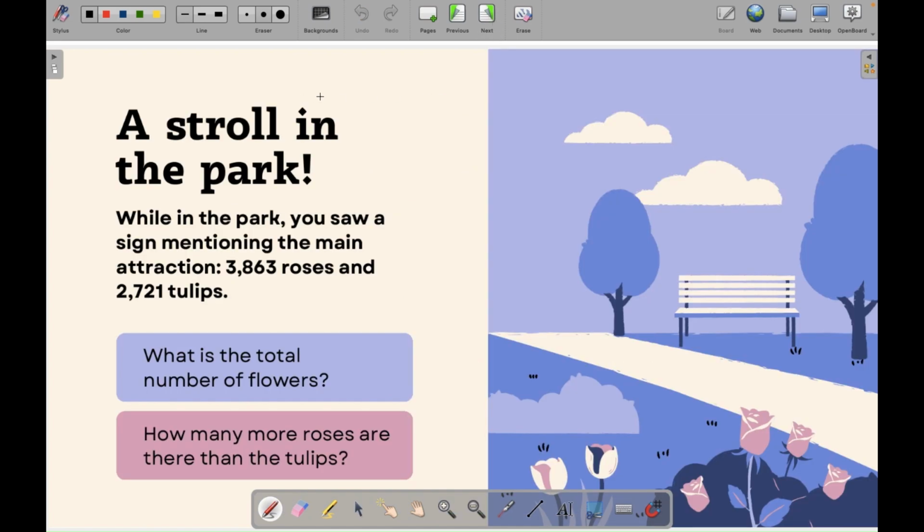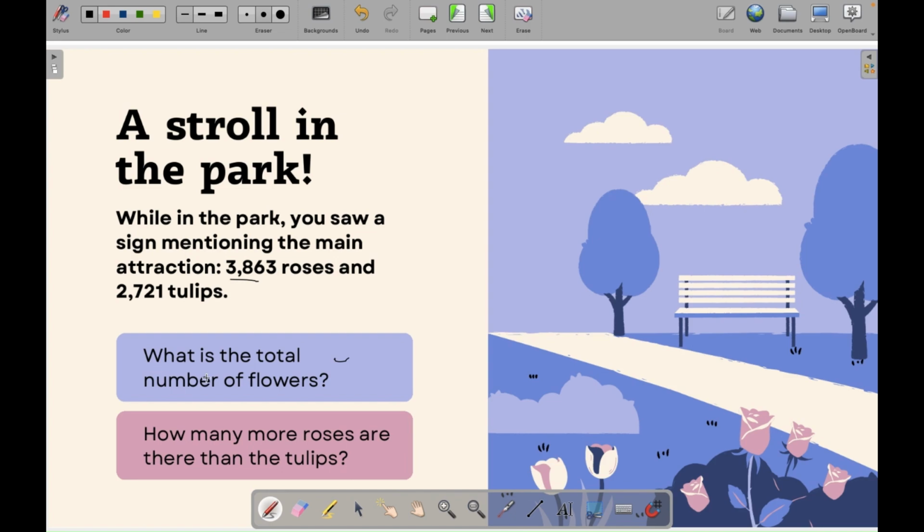Okay, so before jumping into the topics, we'll look at a question wherein we can apply addition or subtraction or both, right? Say you went to a park and saw a sign that mentions the main attraction: 3,863 roses and 2,721 tulips. Now you are asked what the total number of flowers is, and also how many more roses there are than tulips. I'll first look into the first part and then the second part.